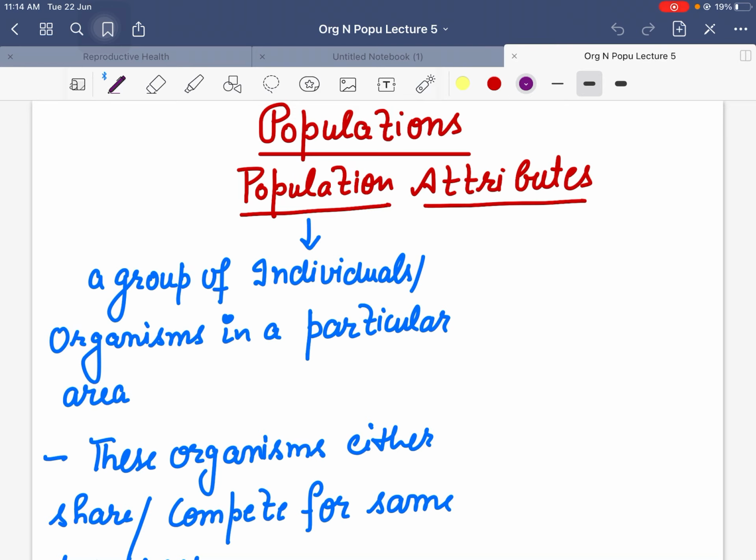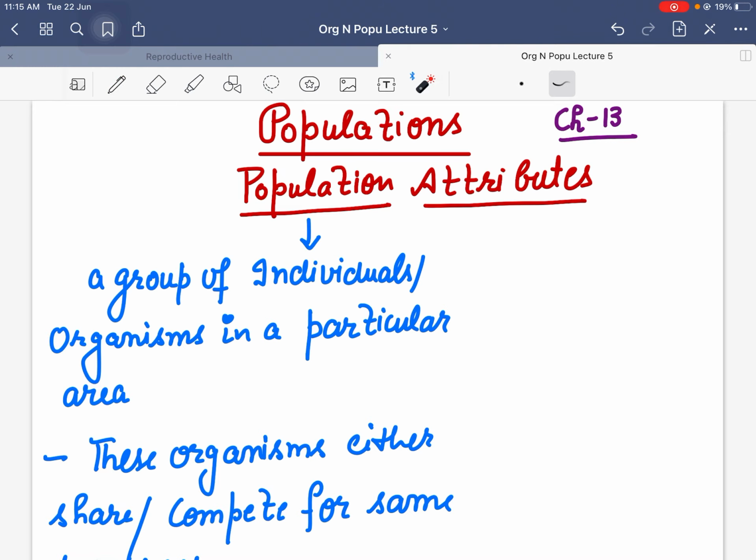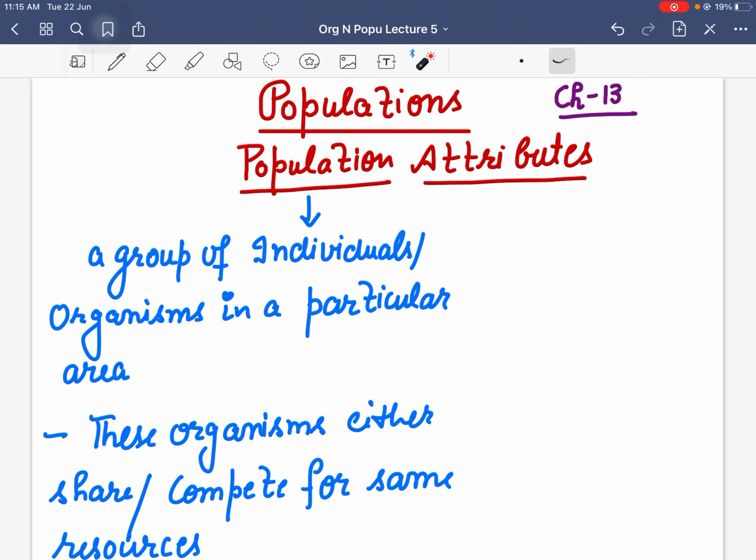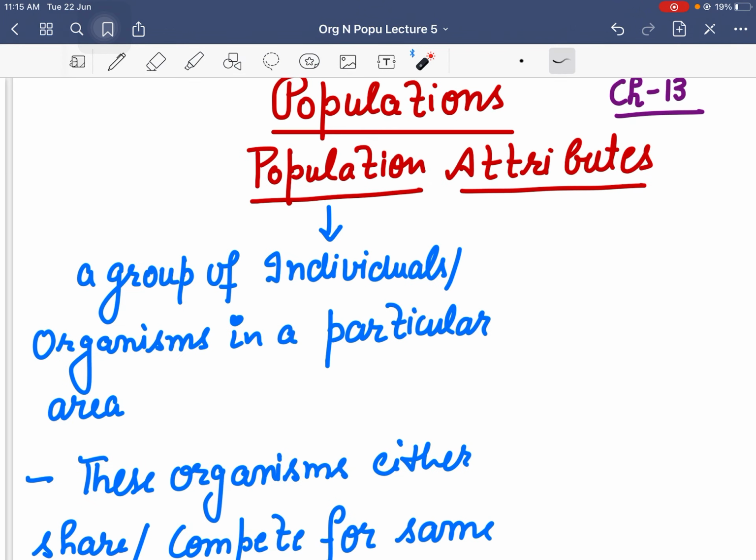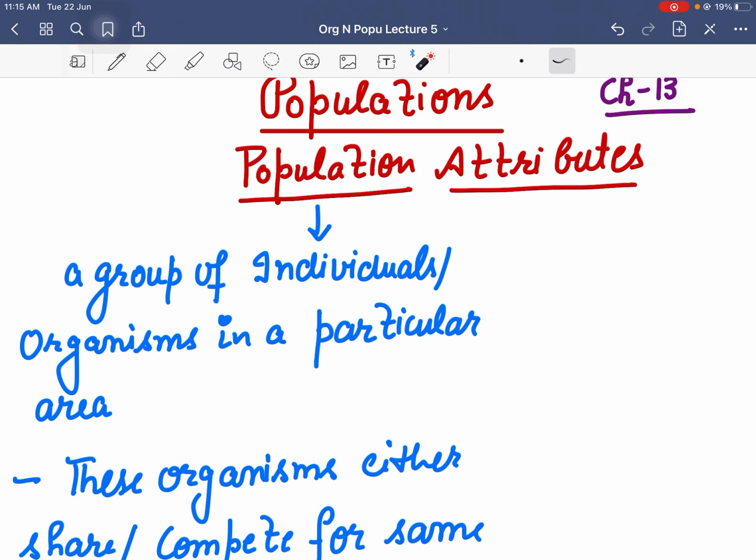Welcome to today's class. In this class, we are continuing with our chapter number 13. After discussing the adaptations, we are going to talk about populations, right? We are going to talk about the population attributes. As the name says, population attributes. So the first thing we need to understand is what is a population.